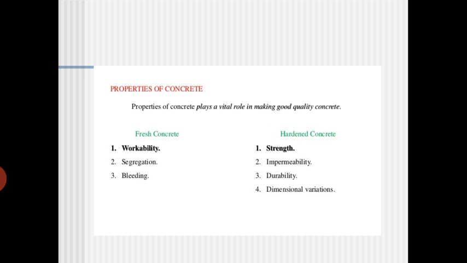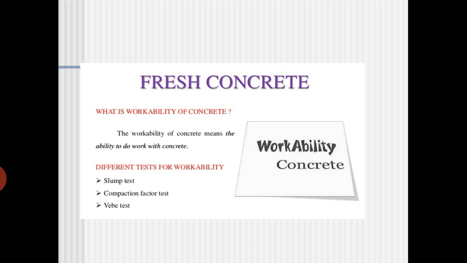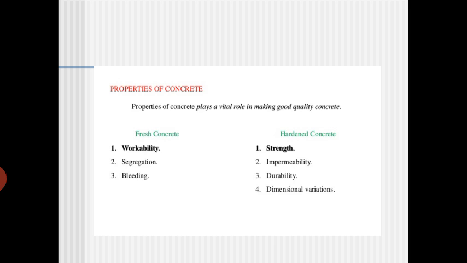They play a very important role in deciding the quality and quantity of the concrete. The first one is fresh concrete, that is workability. Second one is segregation. Third one is bleeding. For the hardened concrete, the first one is strength, second one is impermeability, third one is durability, and fourth one is dimensional variations. We'll discuss in detail all these tests.